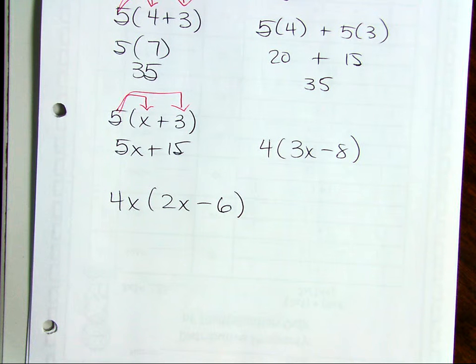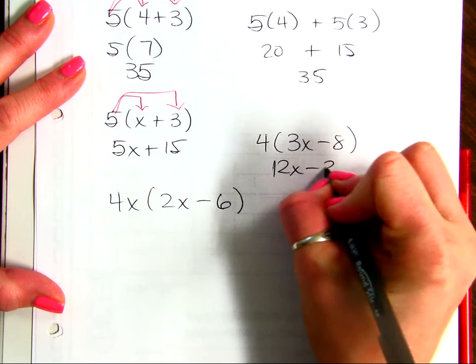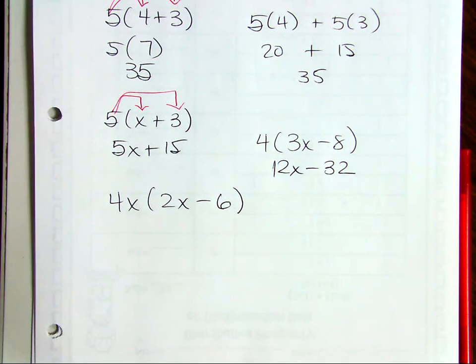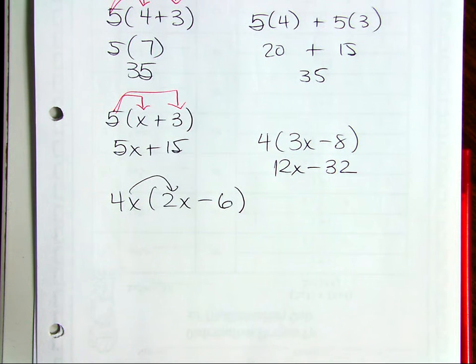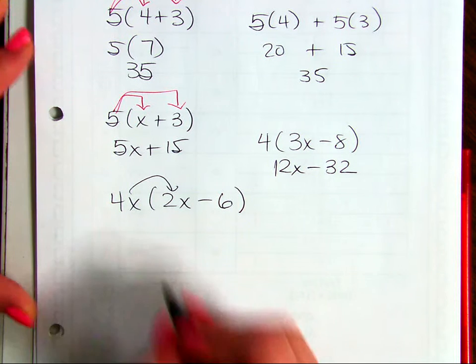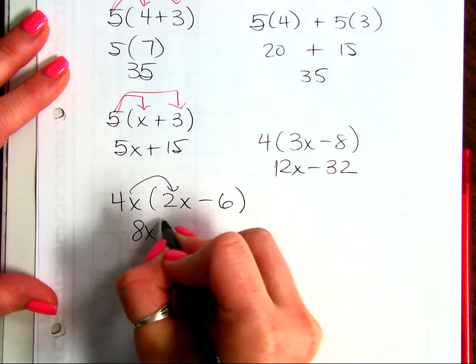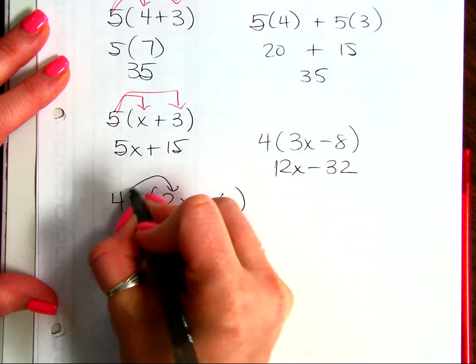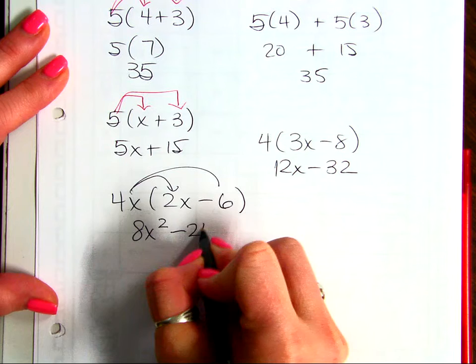All right, 4 times 3x. Sorry. So you did 12x minus 32, right? Mm-hmm. And this one, what did you do? 8x squared. Did anybody else put a squared? What's 4x times 2x? 8x squared. And 4x times a negative 6 is a negative 24x.